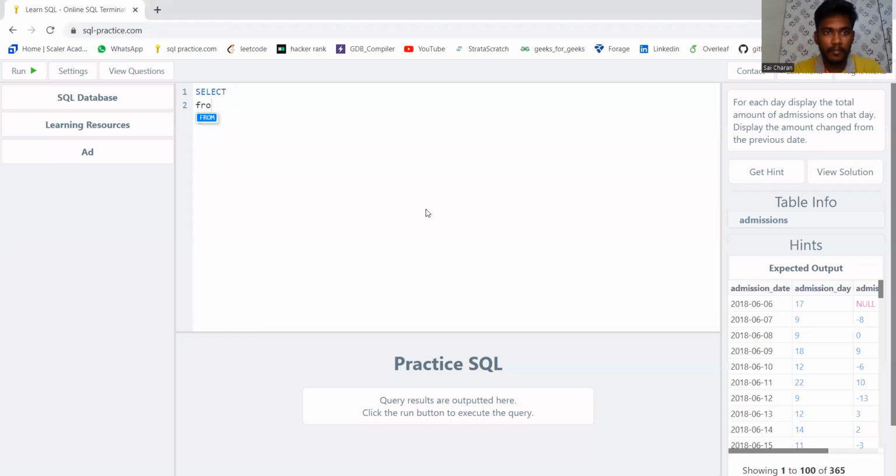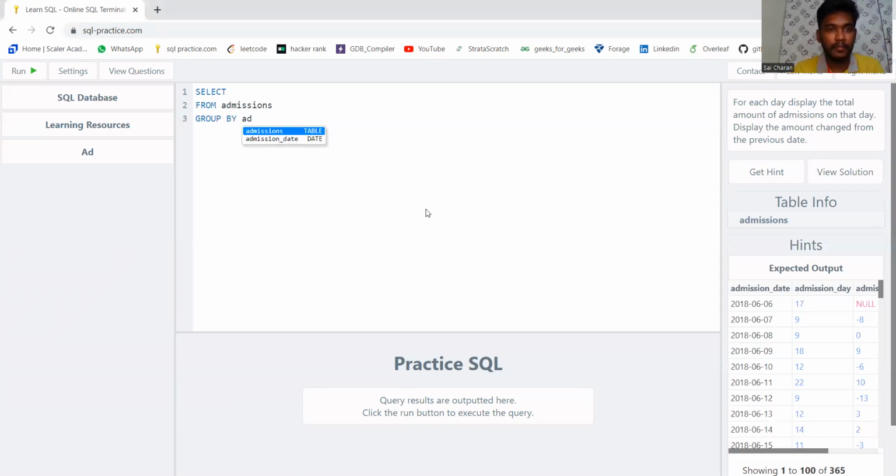So select from which table we are extracting? Admissions. Are we required to do grouping? Yes, we need to group it, so I am grouping. Group by on what basis? We need to know how many admissions happened in that particular day. So if we group based on admission date, that is fine, right?